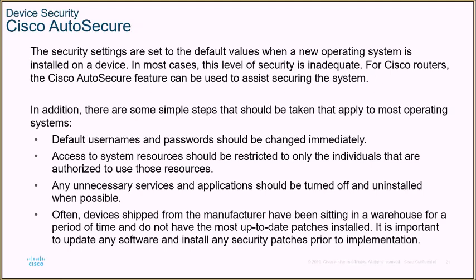The security settings are set to the default values when a new operating system is installed on a device. In most cases, the level of security is inadequate. For Cisco routers, the Cisco AutoSecure feature can be used to assist securing that system. In addition, there are some simple steps that should be taken that apply to most operating systems.